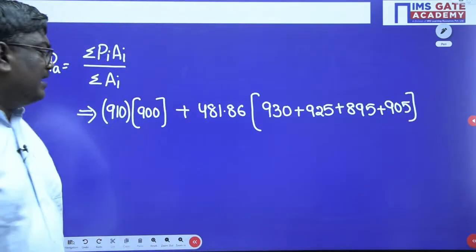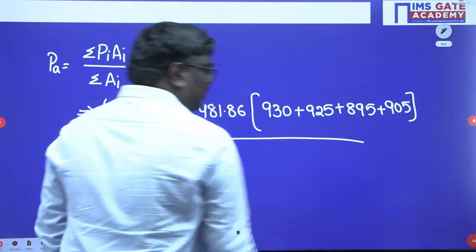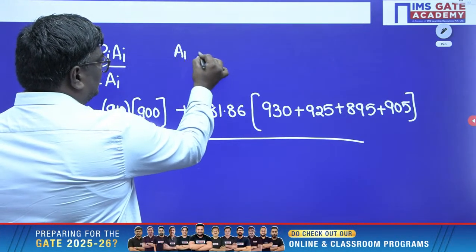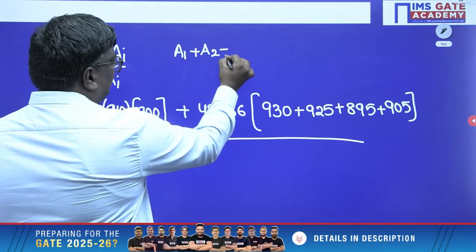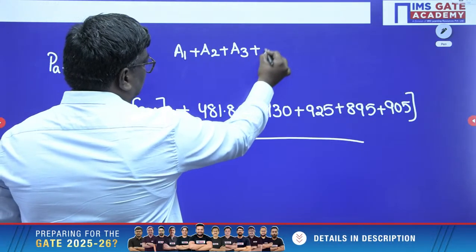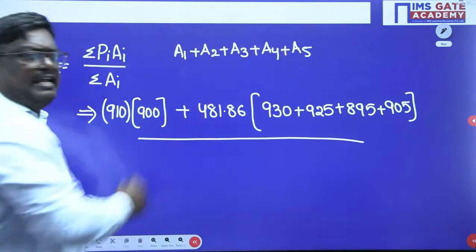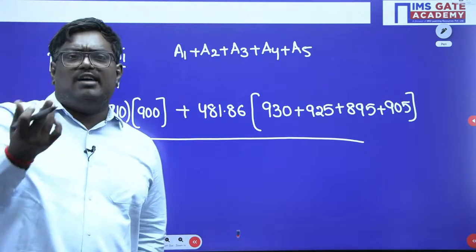So total area means you can directly take, sir, if you add all the areas individually also you can do, like A1 plus A2 plus A3 plus A4 plus A5. Am I correct or wrong, my dear students? If you do this entire area, what you will get, sir? You will get the area of the circle.